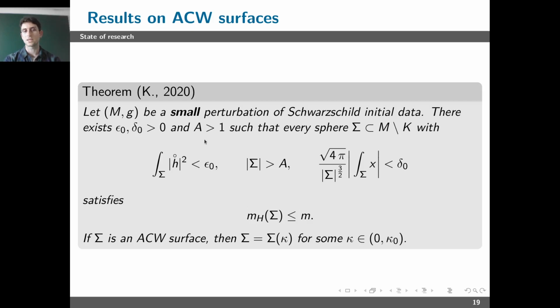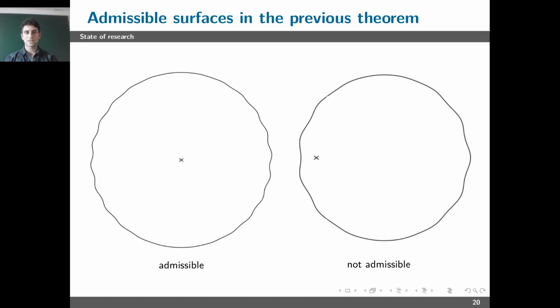So first of all, we still only consider small perturbations of Schwarzschild. And moreover, we have this very unnatural centering assumption over here, which I'm going to explain to you shortly why this would help. Okay, so here's an illustration of the theorem. So the cross marks the origin in the asymptotically flat chart.